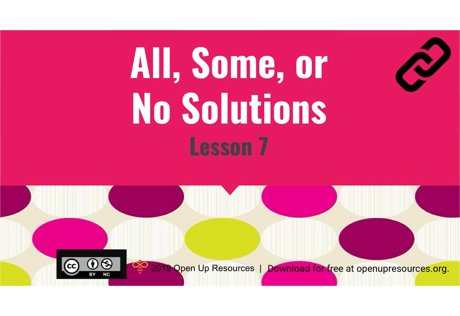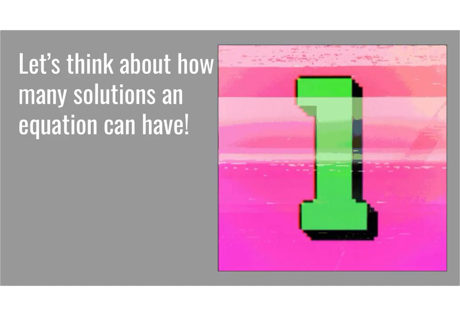In this lesson, we're going to talk about all, some, or no solutions. Up to this point, we've been talking about equations that have one solution. So there's one value that we can substitute in for our variable that makes both sides of the equation true. But today, I want you to start thinking about how many solutions an equation can have.